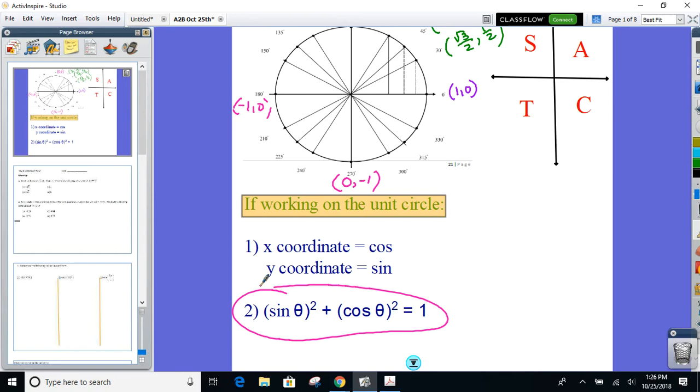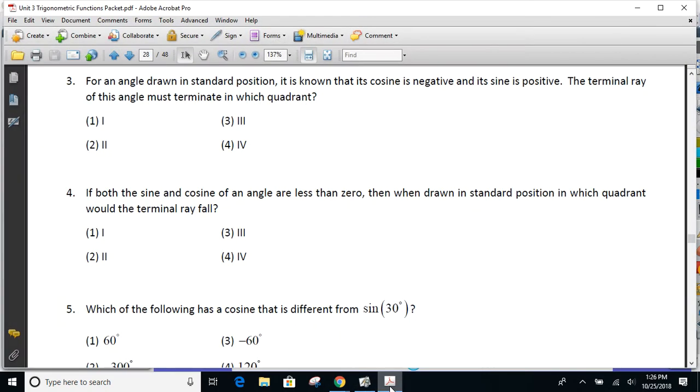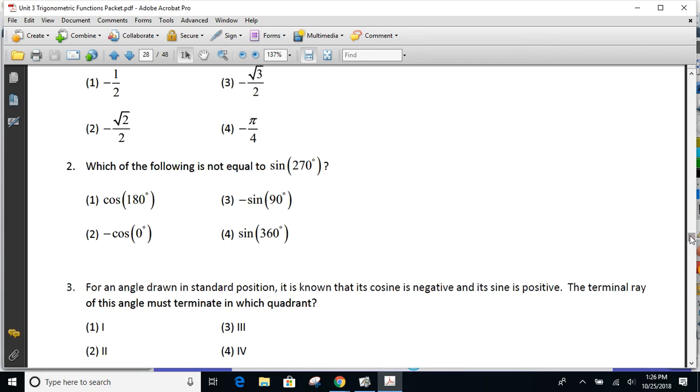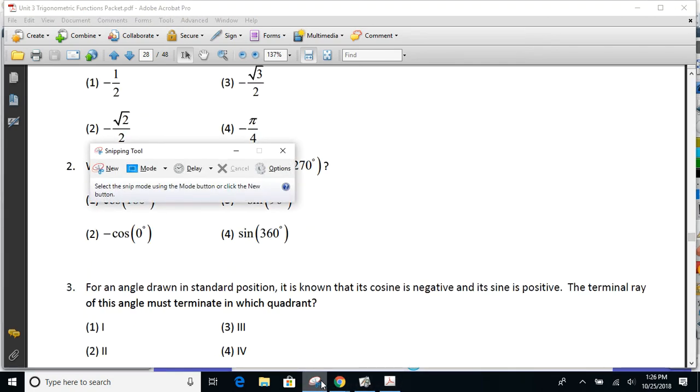All right, that was right where I was going, so let's go. Number 2 and 7, everybody. Okay. So here's number 2.